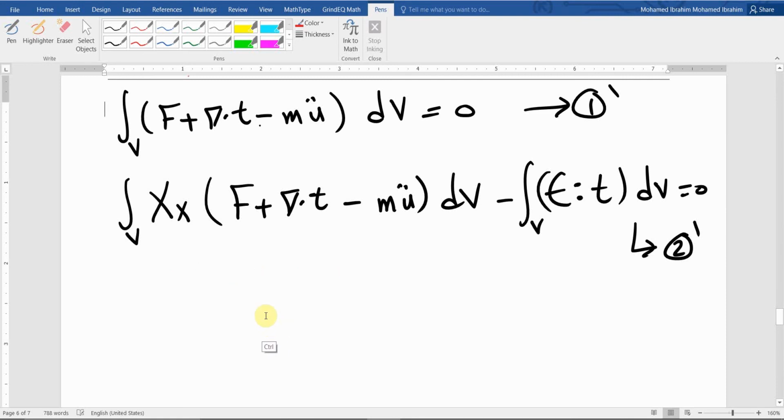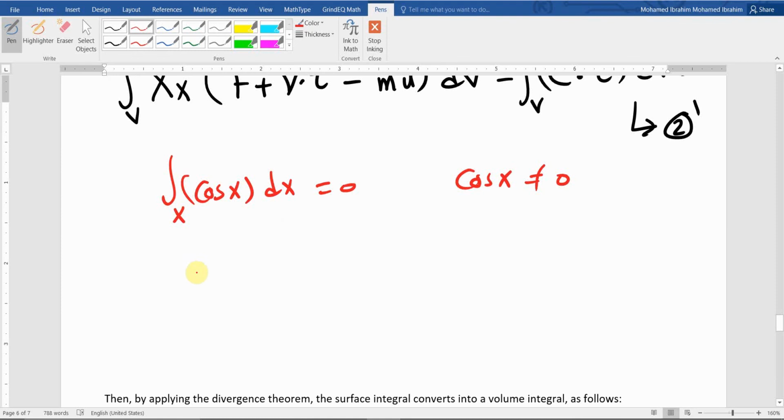What does it mean? It means that if the integral of a function over the volume equals 0, this doesn't mean that what is inside the integral itself should be 0. It could be 0 or any other function. A very good example: if the integration of cosine x dx equals 0, does this mean that cosine x equals 0? No. Why? What is the integration of the cosine? It gives sine. Okay, sine x equals 0.